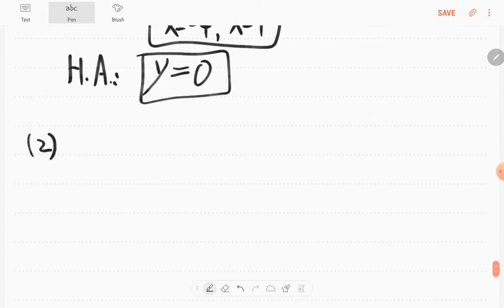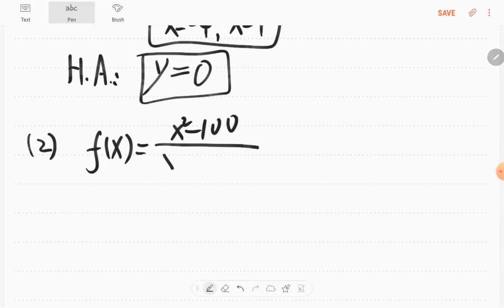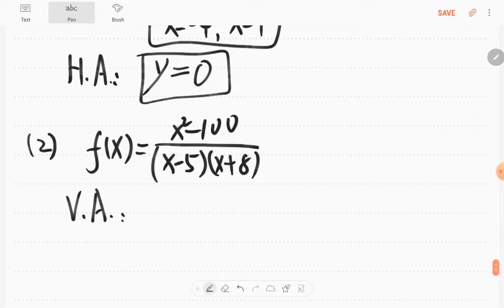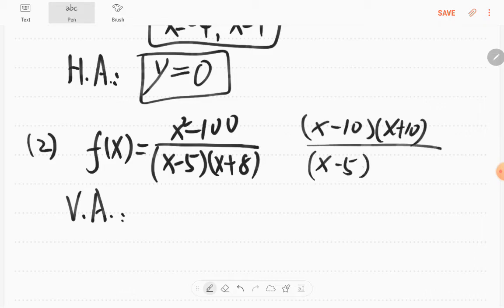The second problem is f of x equals x squared minus 100 over x minus 5, x plus 8. Okay, the vertical asymptote. The first thing, you cannot simplify anymore, because if you factorize the top, it would be x minus 10 and x plus 10. There's no common factor, right? X minus 5 times x plus 8. There's no common factor. You cannot simplify anymore.